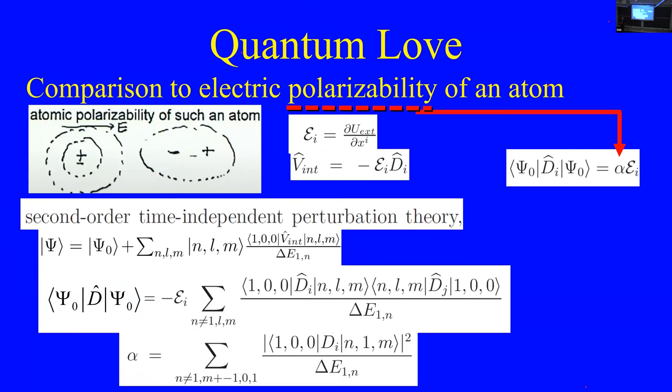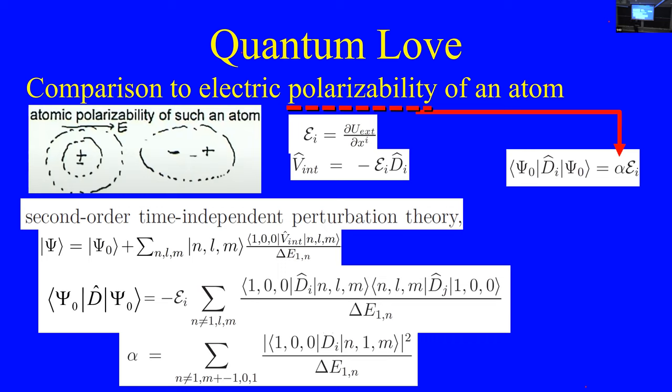So now I'm moving to my quantum Love calculation, and I want to remind you this would be very similar to the electric polarizability of a quantum atom. And so I want to remind you how this is done. We have an atom, it's neutral, you put an electric field on it. In quantum terms, the ground state gets mixed virtually with the excited states, and the result is a non-vanishing electric polarization. The coefficient of that electric polarization is called polarizability, and the Love numbers are just these numbers for gravity. And you see it's a second order time independent perturbation here.